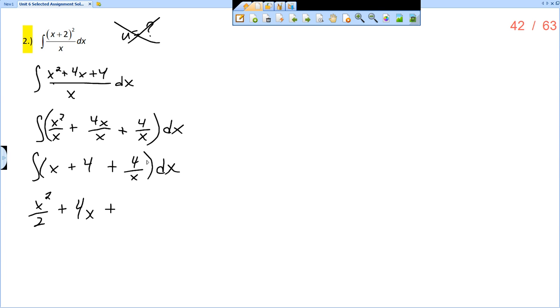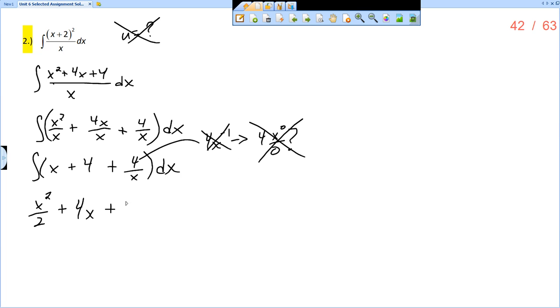Now, why did I leave this alone? Well, because this is 4 over x, or 4 times 1 over x. And so instead of writing it as 4x to the negative first, why don't I want to write it that way? Because that's going to make me think that this is the power rule, and when we think power rule, we're going to write 4x to the 0 over 0, but that doesn't make sense. So don't do that. That's why I don't write it like that.